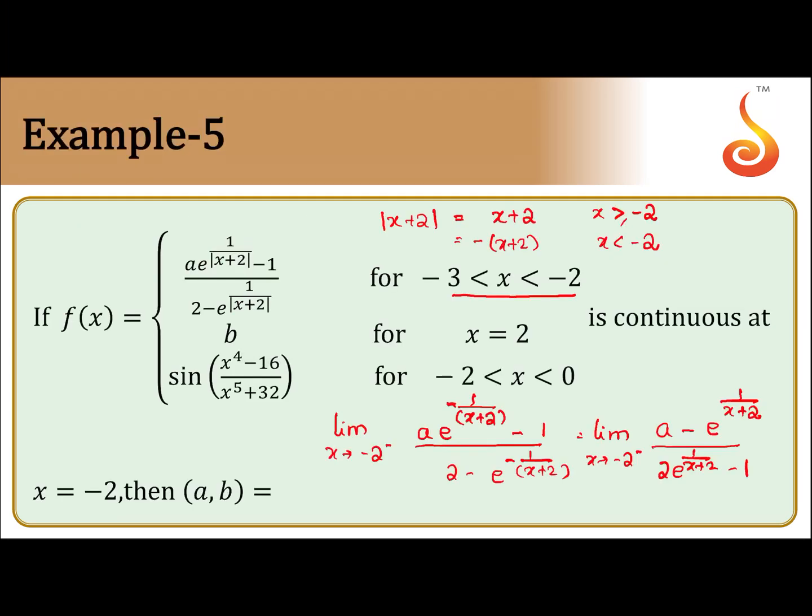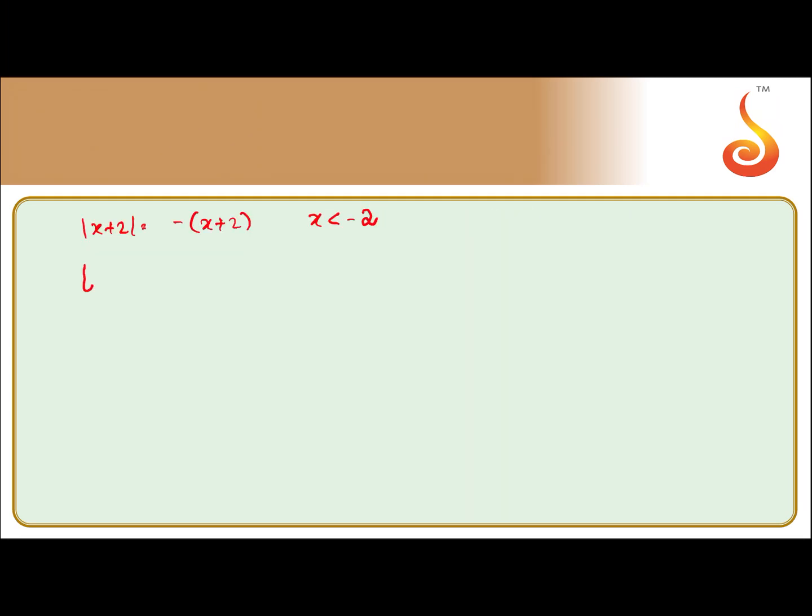So what is happening here is mod of x plus 2 is equal to minus times of x plus 2 whenever x is less than or equal to minus 2. So we are approaching from the left. Whenever we are approaching from the left, what is happening? This is limit h tending to 0. This becomes a minus e to the power minus 1 by h, and this becomes 2 e to the power minus 1 by h minus 1.